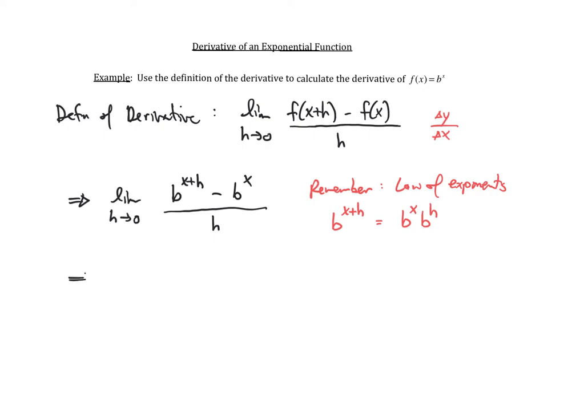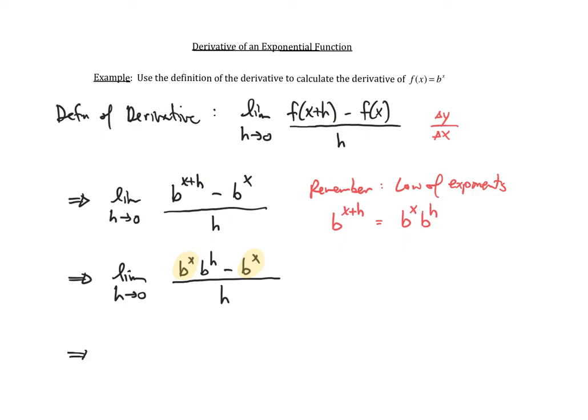So when I apply that law of exponents, I'm going to get b to the x times b to the h minus b to the x, all divided by h. Now, one thing we'll see here is we have a common factor in the numerator. You have a b to the x in both the first term and the second term. So this allows us to factor.